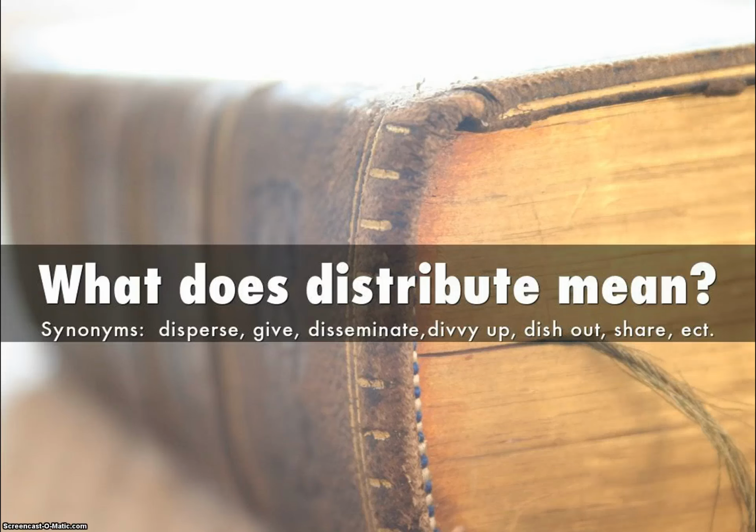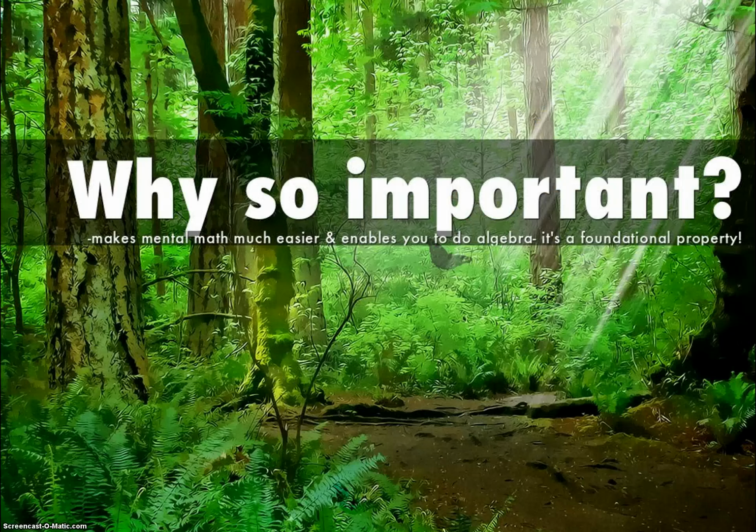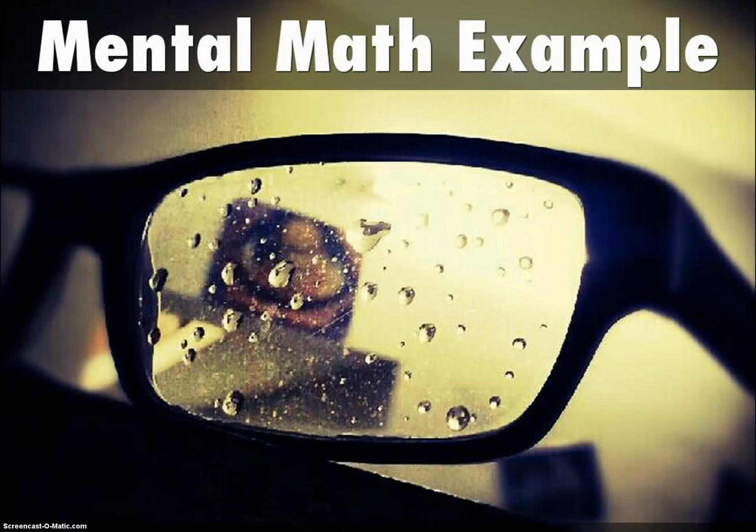Distribute, some synonyms in the dictionary are disperse, to give, disseminate, divvy up, dish out, share, etc. It just means you have to do it evenly and equally. So why is this so important? It makes mental math easier, and it also enables you to do algebra. It's a fundamental property, a foundation of algebra, so without this skill, you will probably not do very well in algebra coming up.